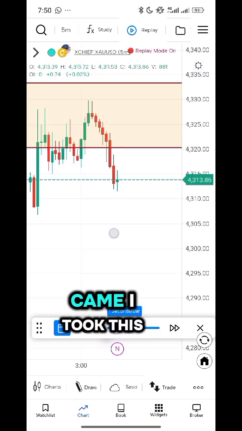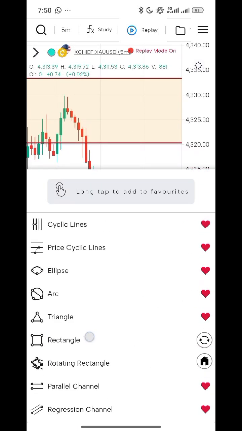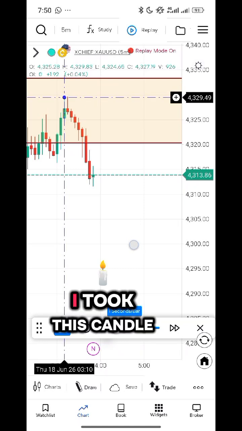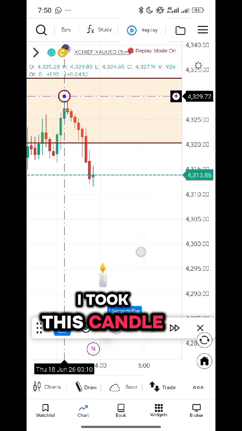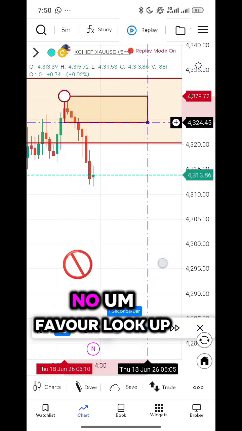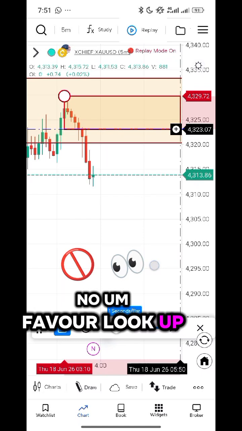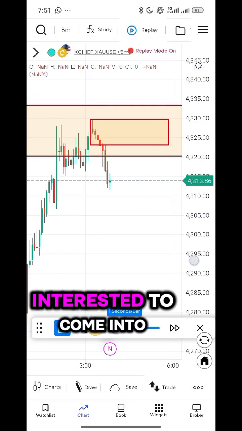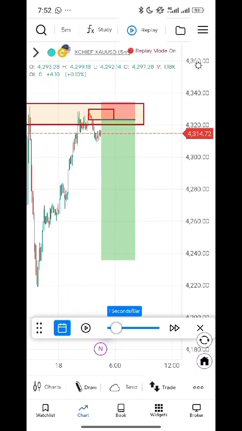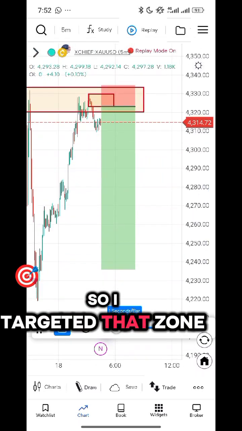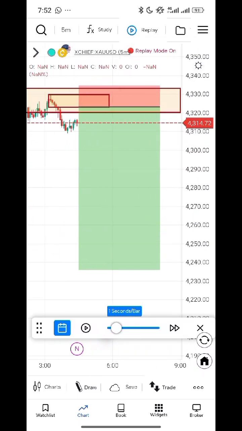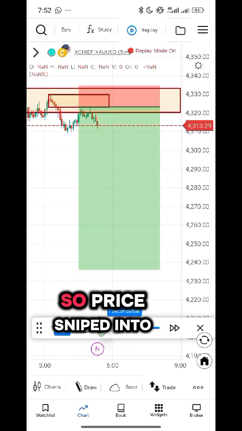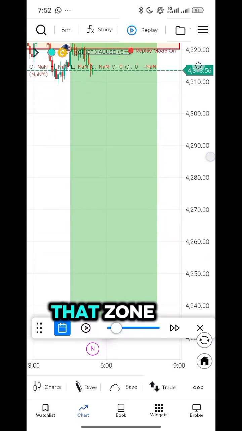So when that shift came, I took this candle. Though it had no fair value gap, if you look closely, there's something there that price will be so interested to come into. So I targeted that zone. Let's see what price did. Price snapped into that zone.